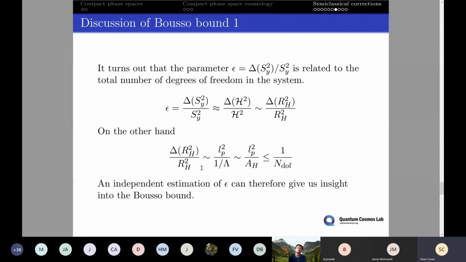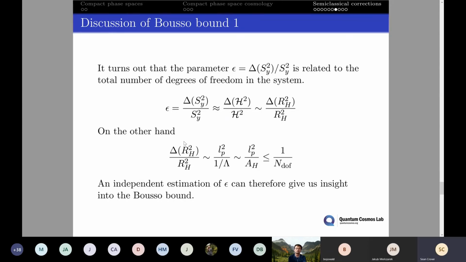Okay, so let's talk about an immediate application of these results. It turns out we can actually say something about the Bousso bound by considering these semiclassical corrections. We have this parameter epsilon, and we can essentially calculate it in two different ways in order to say something about the Bousso bound. We can calculate epsilon as the relative fluctuations of Sy squared. And according to that canonical mapping that I showed you earlier, this is related to the relative fluctuation of the Hubble parameter, which is in turn related to the relative fluctuation of the Hubble radius.